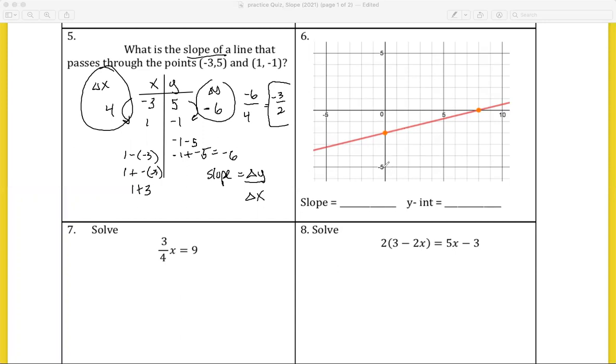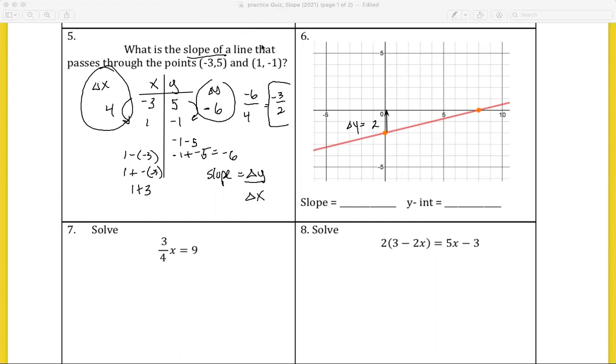All right. The slope here, you could do the same thing we did here and make a table with the points, but you can also just use the graph here. So if I'm going to go straight up from this point, I'm going to go up 2. 1, 2. So that's my rise. The change in y is 2.